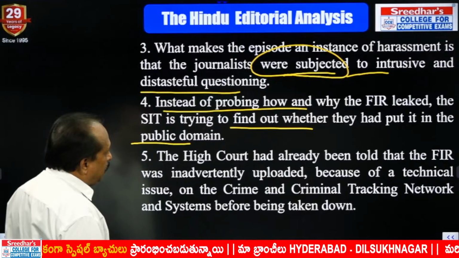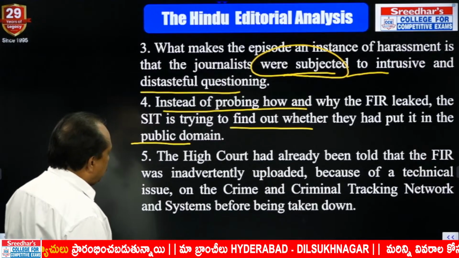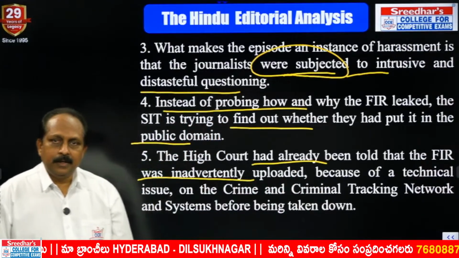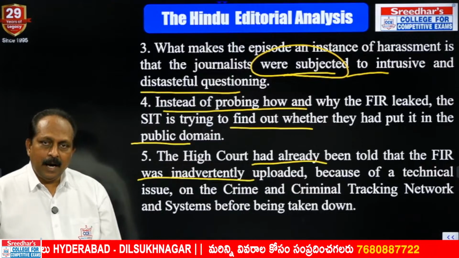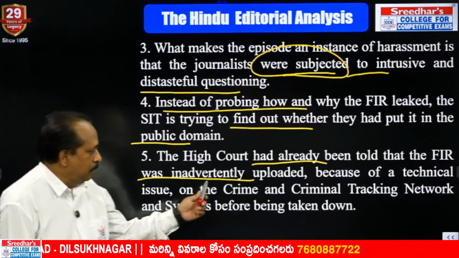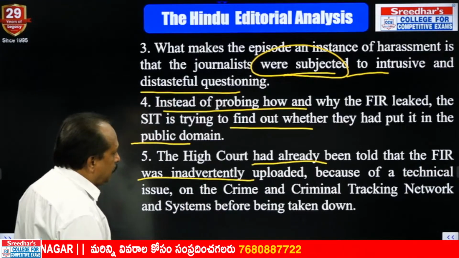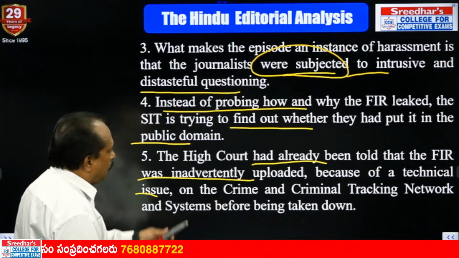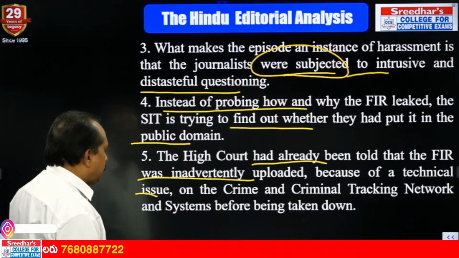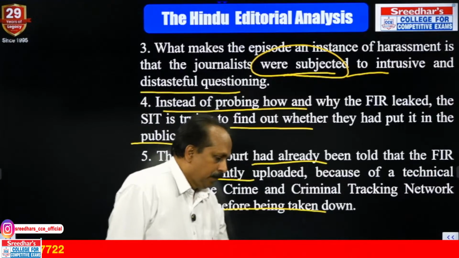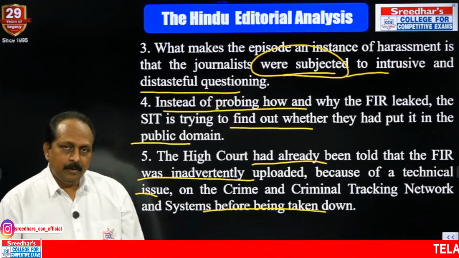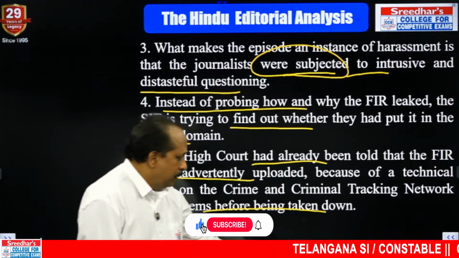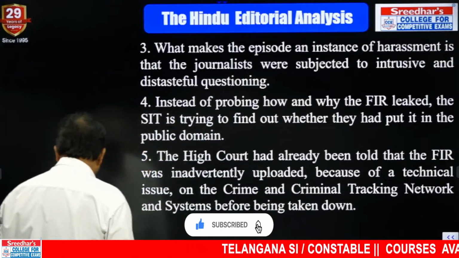The High Court had already been told the FIR was inadvertently uploaded. Already the High Court had revealed the information that the FIR had been inadvertently uploaded. Someone did it unintentionally or because of a technical glitch on the crime and criminal tracking network and systems before being taken down. Before being taken down, someone must have downloaded and they must have put it in the public domain. But who leaked it, that is important.